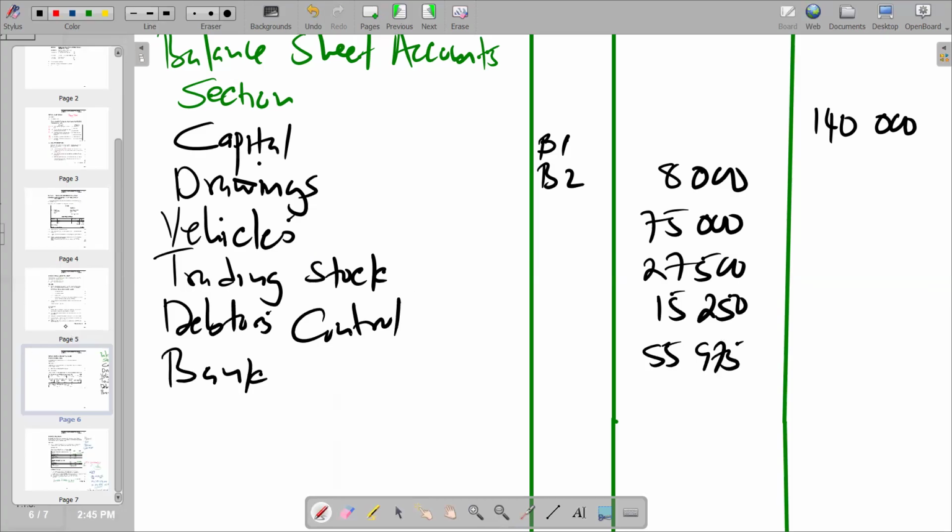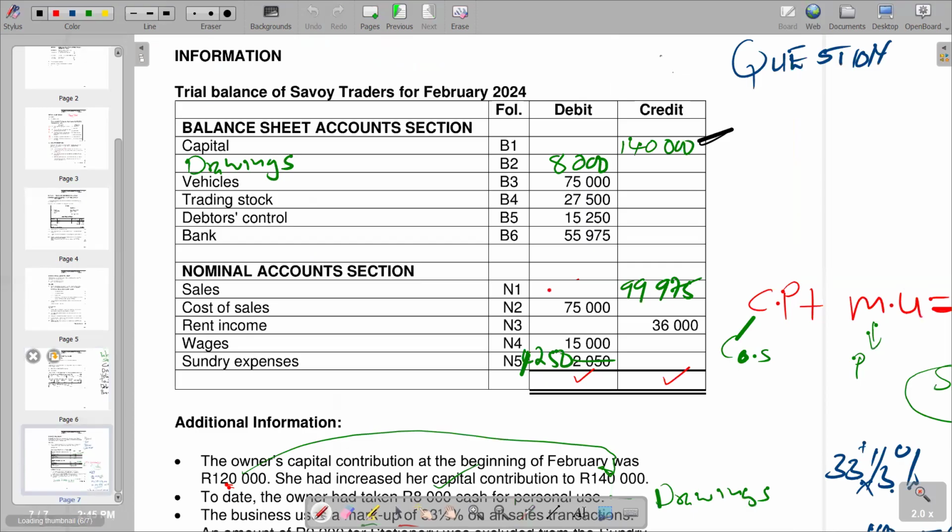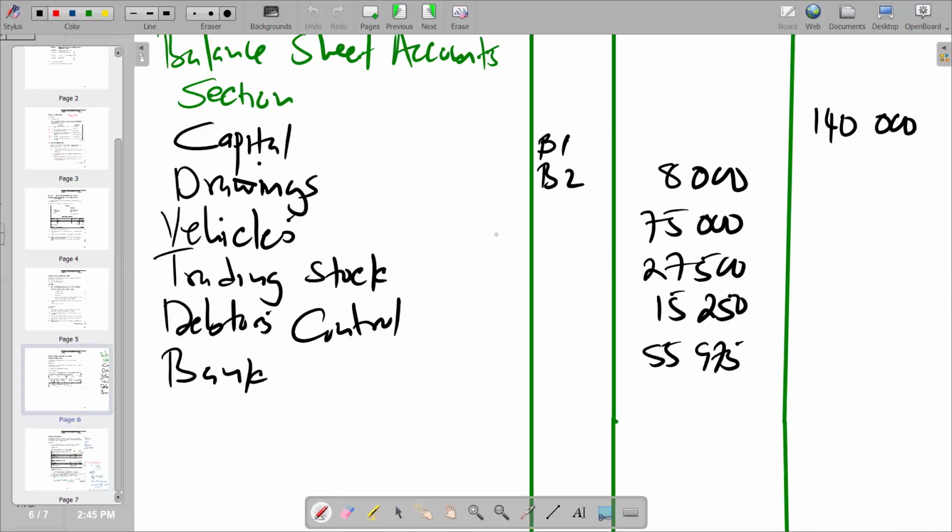We cannot forget that. So we need to enter the descriptions under the folio, whereby we are saying we have got B3, B4, B5, and B6 that we are supposed to enter there. So we are saying B3, B4, B5, and B6. So basically, that's what we have on the balance sheet account section.